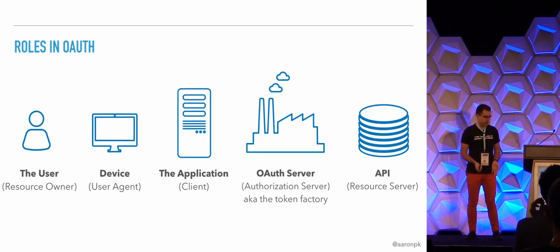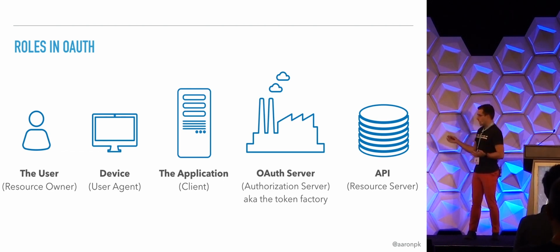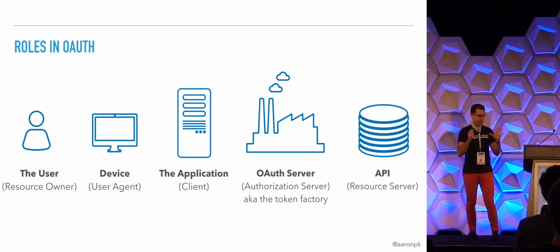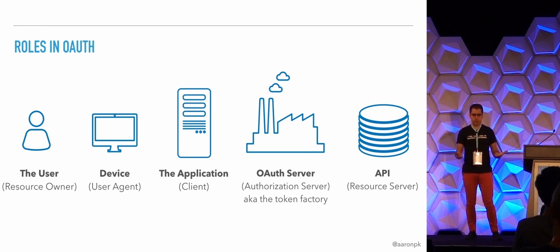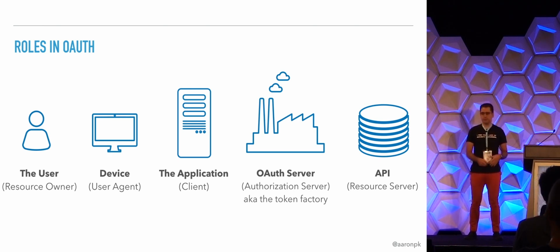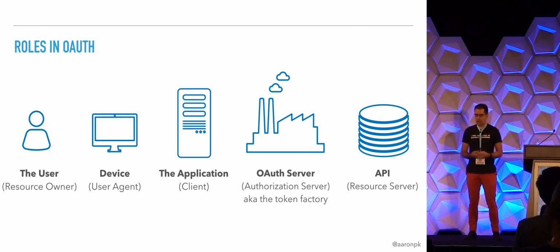So in OAuth, there are essentially these 5 roles, and they have specific names in the spec because the spec is very picky about how it chooses to name things. Those names in the spec are not the things that we usually talk about in conversation. So the spec names are in the parentheses there. We usually talk about users, not resource owners, or devices, not user agents.